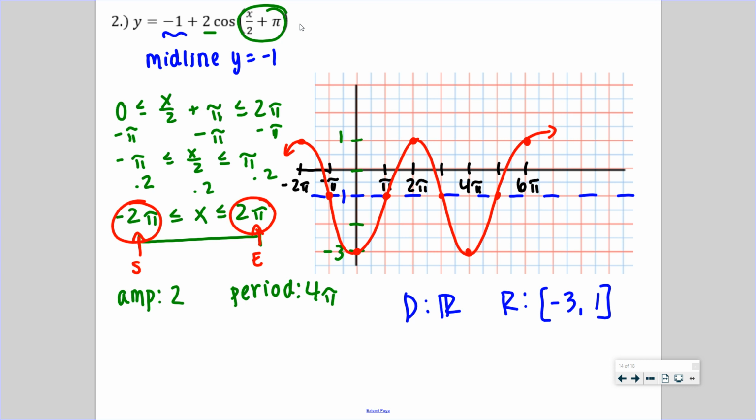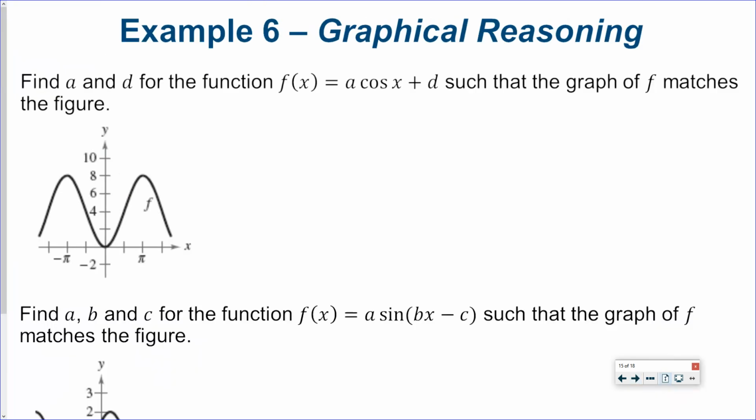Okay. All right, now we're going to be given the graph, and we have to write the equation. So we're going to do a couple of baby step ones first. Where they tell us, like in this first example, hey, this is a cosine curve. And all they want us to do is find A, which would be our amplitude, and D, which would be where my midline shifted.